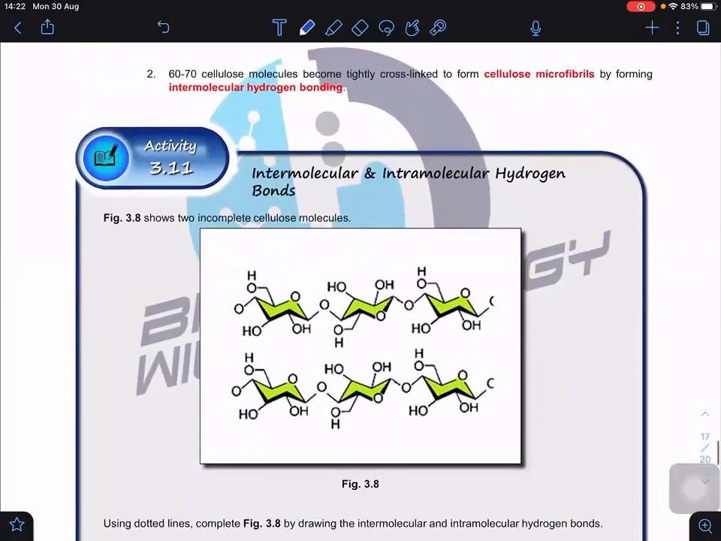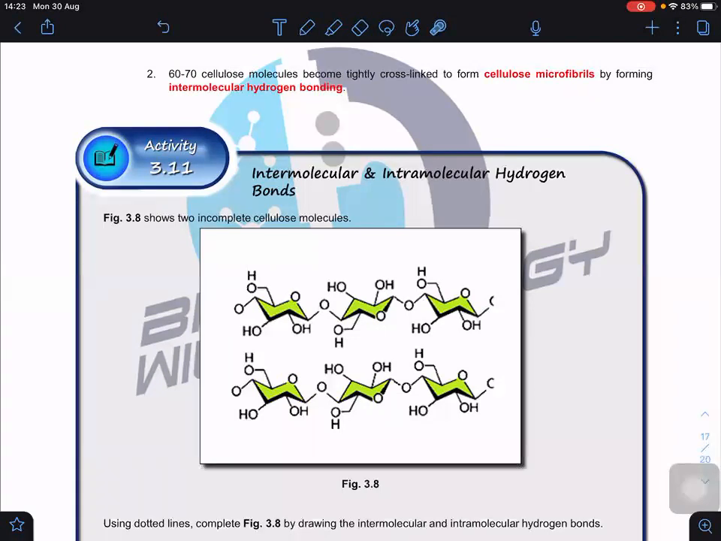Now, why is cellulose a strong molecule? Because it's not one of them only. In order to form a cellulose cell wall, we have many cellulose molecules joined together. So how do we join them together? You can see that 60 to 70 cellulose molecules become tightly cross-linked to form cellulose microfibril. This won't be able to take place in amylose. Amylose is a helical structure, so it won't be able to form this microfibril compared to cellulose.